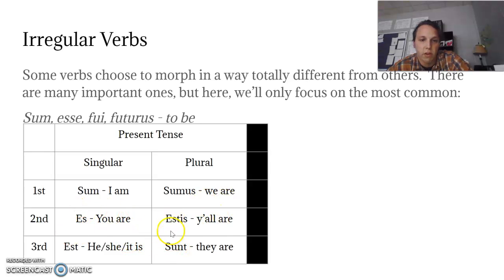Half the time, this thing starts with an E, and the other half of the time starts with an S. It can be confusing. Unfortunately, the only way to know this is to just memorize it. And this verb is so common that you'll likely just learn it over time. But it is important that you write these down and that you study these specifically, because it can be confusing, because it does not follow the pattern.